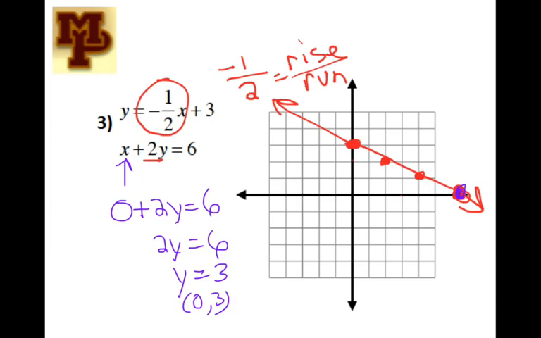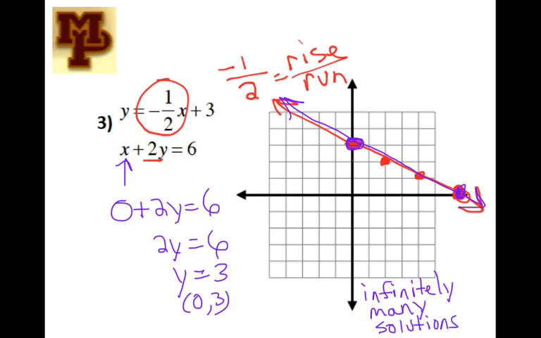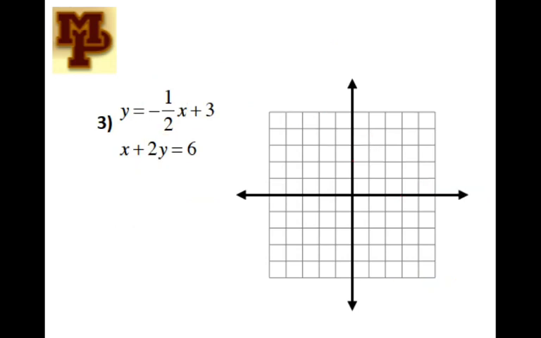So we look at this, and you're like, wow, they're the exact same line. So whenever that happens, they're the same line, they have infinitely many solutions. Infinitely many solutions. All of the ordered pairs that fall on the line are actually the answer. Infinitely many solutions. Okay. Number 4.